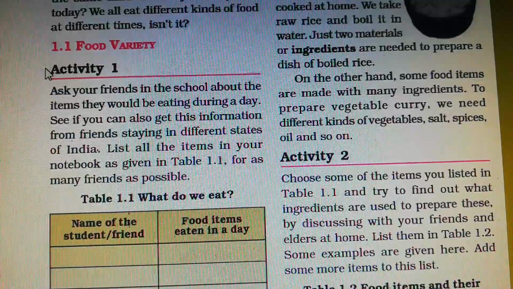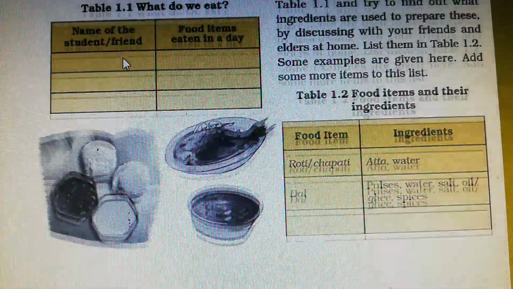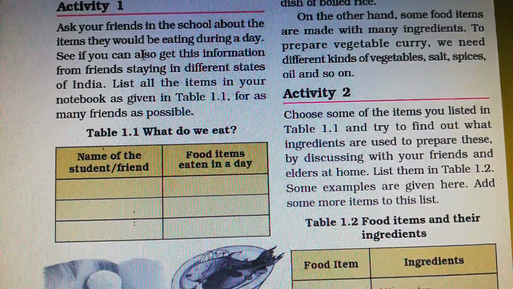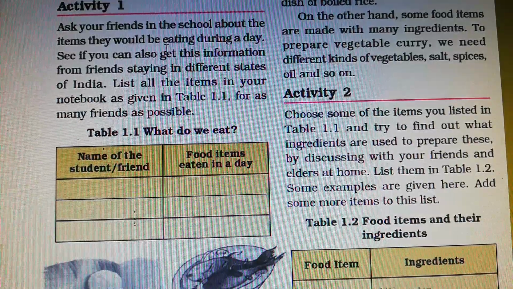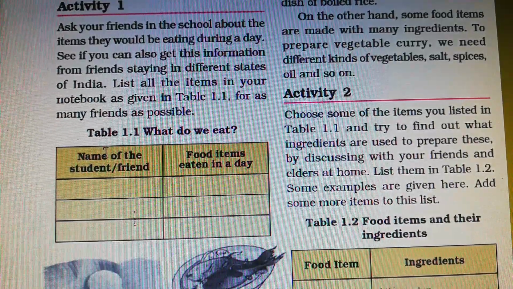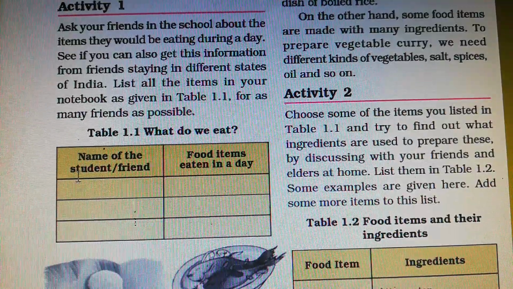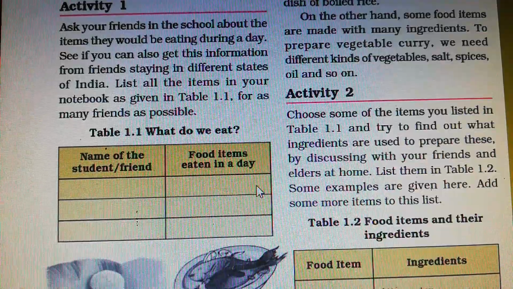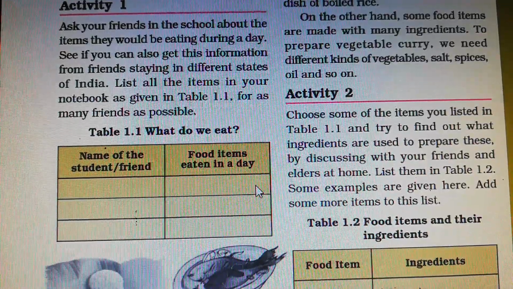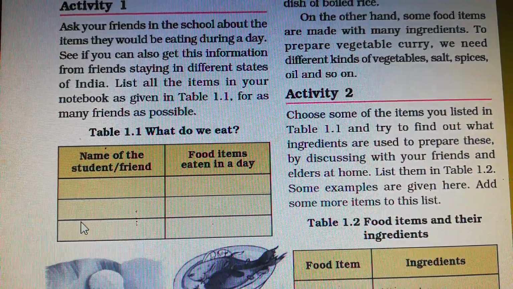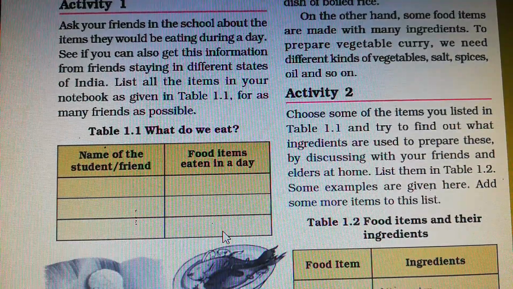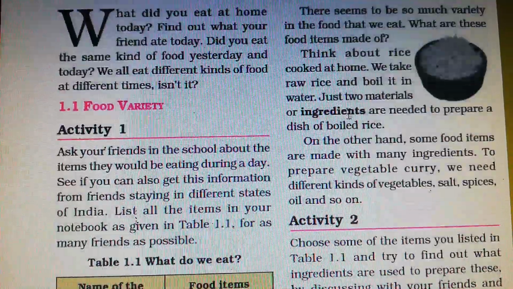So here is Activity 1. In this activity, you have to ask your friend what item they would be eating during the daytime, and then you have to write the name of the friend, and here you have to write the item eaten in the day. So here are the 3 columns. You can write 3 friends' names and here the item whichever he or she eats.